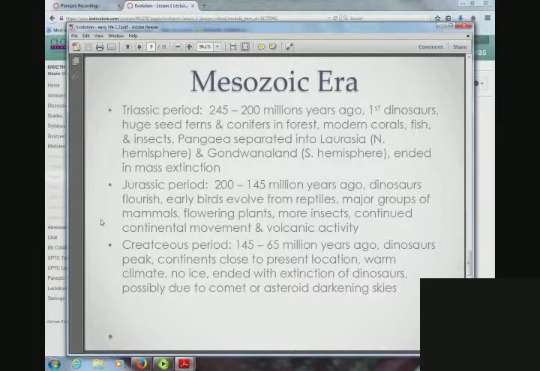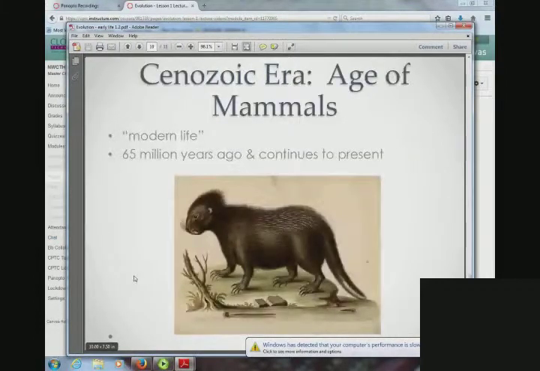During the Cretaceous period, which ranged from 145 to 65 million years ago, was when we saw the dinosaurs peak. The continents were finally close to the present locations, although they are still moving. We had a warm climate, there was no ice even at the poles, and it ended with the extinction of the dinosaurs. This is thought to be possibly due to a comet or asteroids darkening the skies.